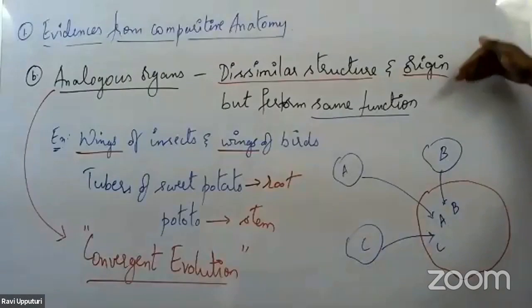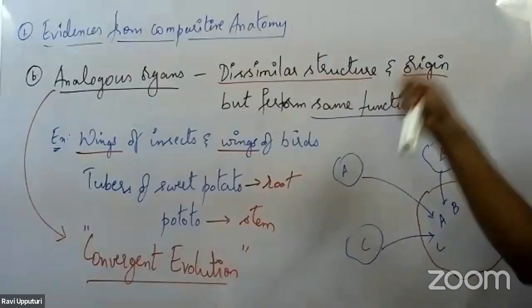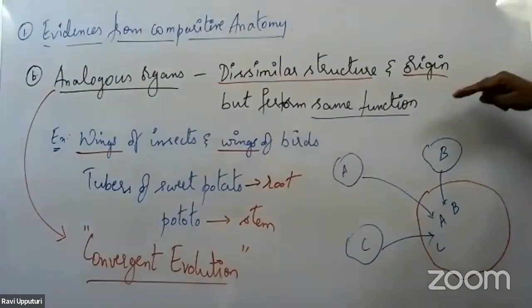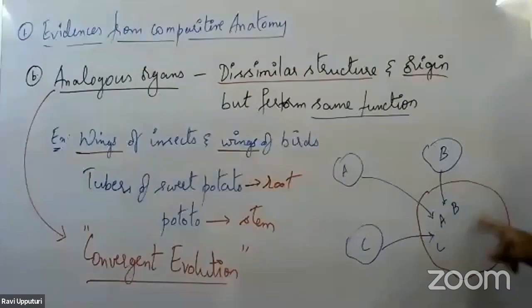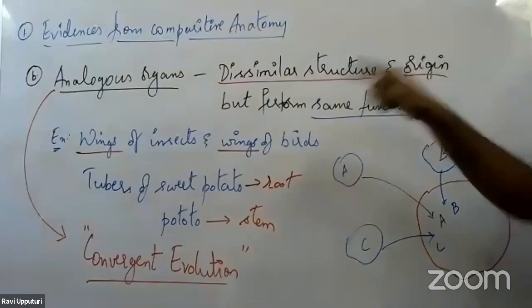So they are all converging from different places to one particular point. As a result, all of these organisms will start having different structures, performing different functions. But once they move into a new habitat, based on the environmental conditions here, they would adapt themselves such that all of these organisms will start performing the same function. That is what we are talking about with regards to analogous organs. Such type of evolution, we start calling it convergent evolution.